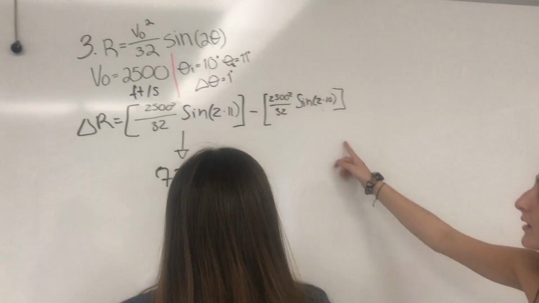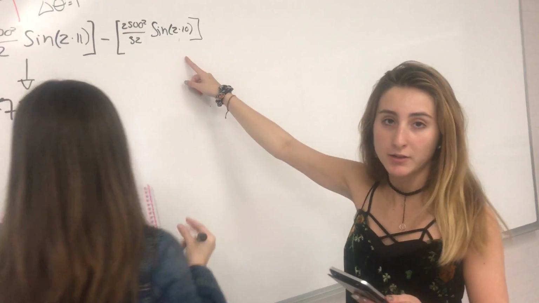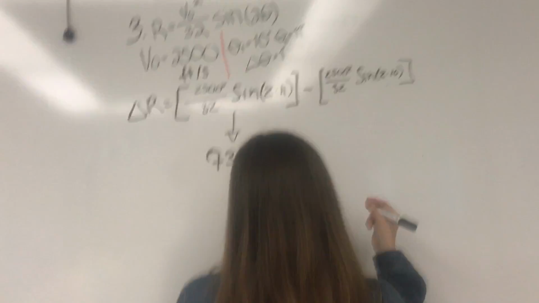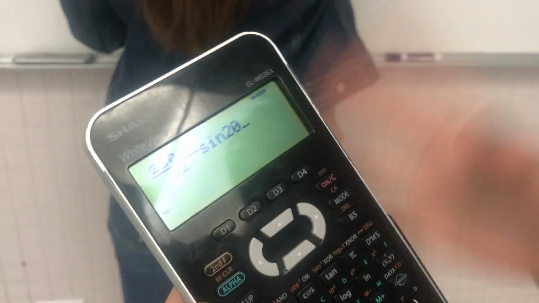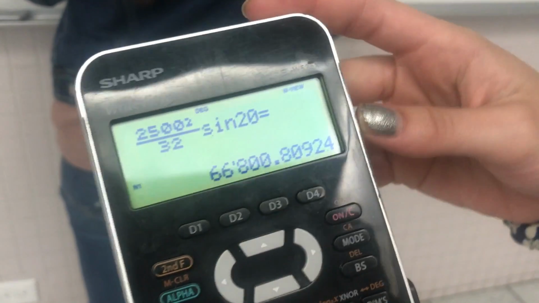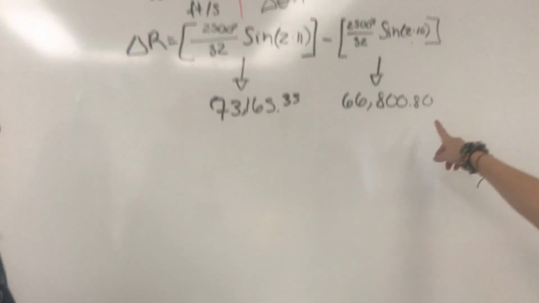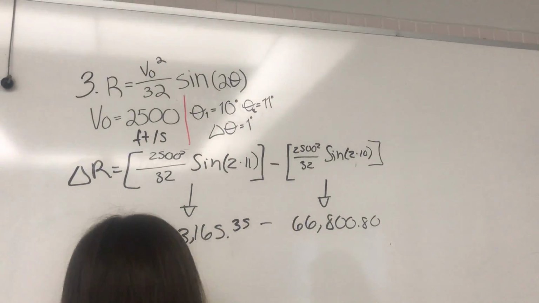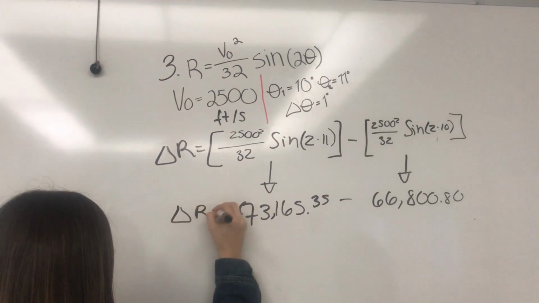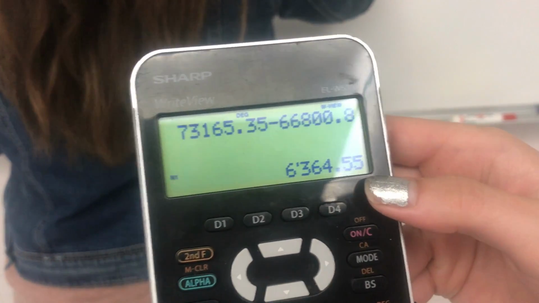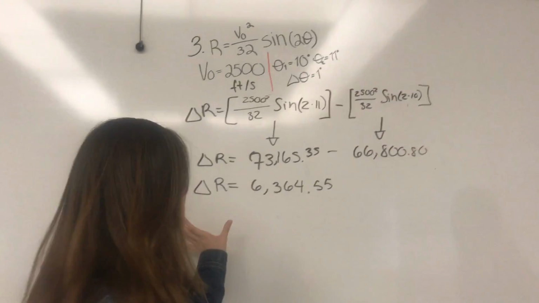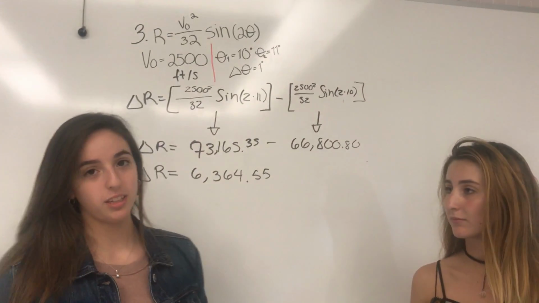We're going to do the same thing, but with the original value, which was 10 degrees. So instead of 22, it will just be 20, because 2 times 10 is 20. The result will be 66,800.8. So we subtract this minus this, and the answer is 6,364.55. This is the change in the range when the angle changes from 10 to 11 degrees.